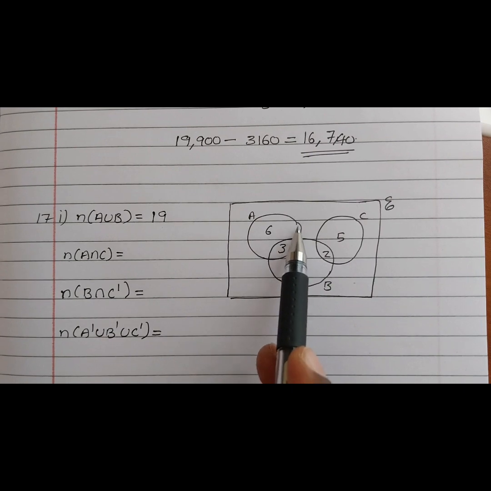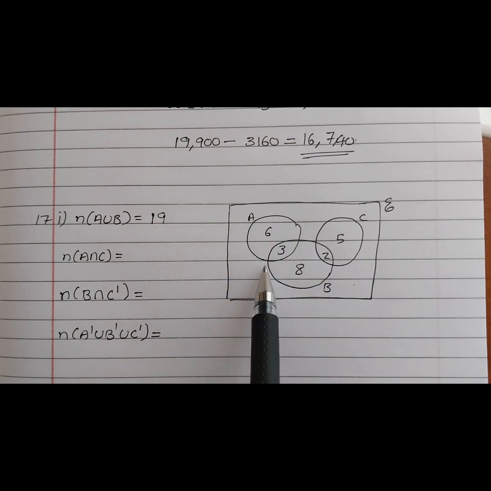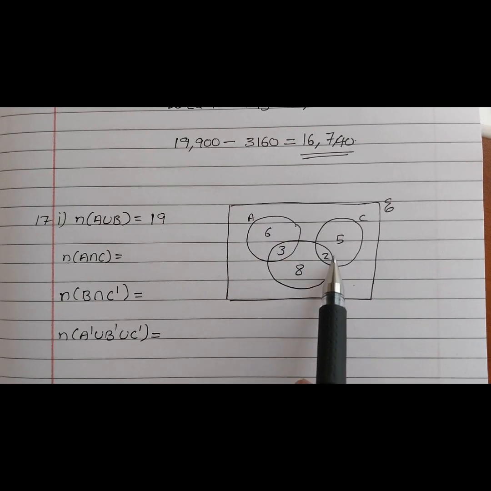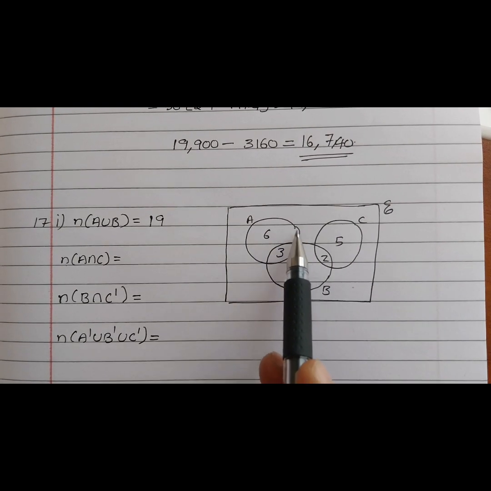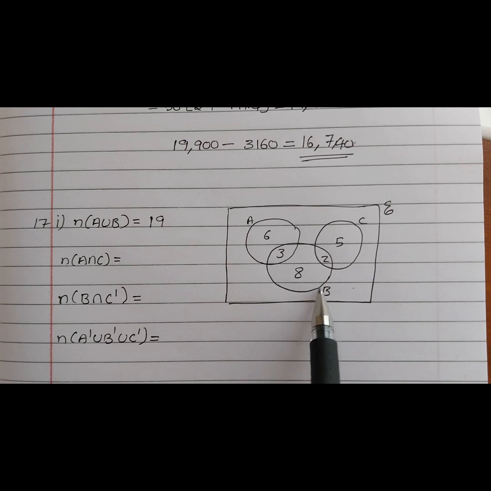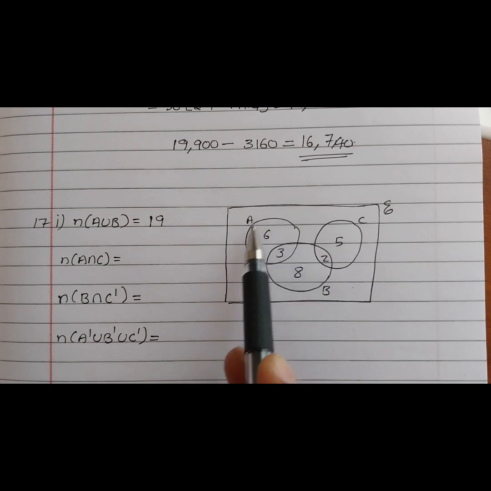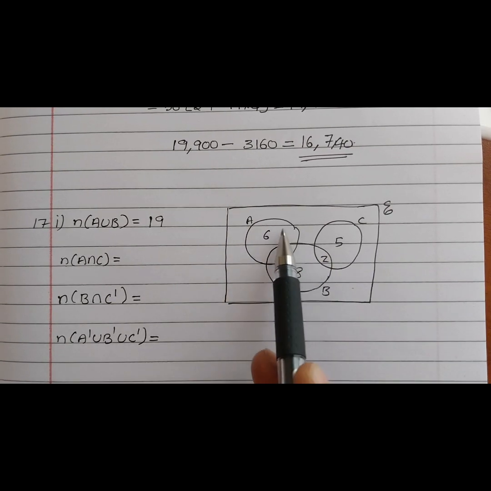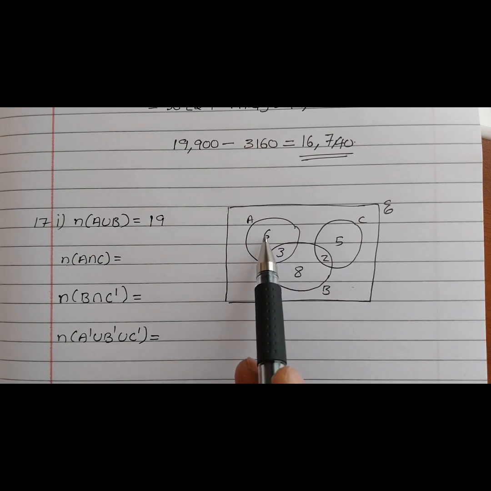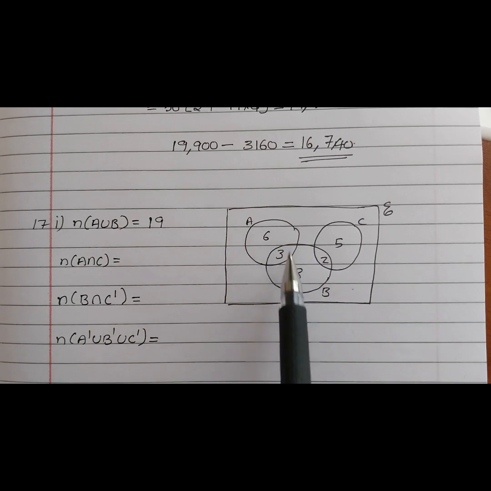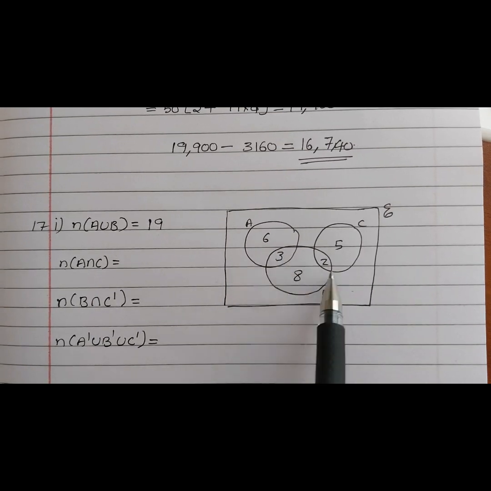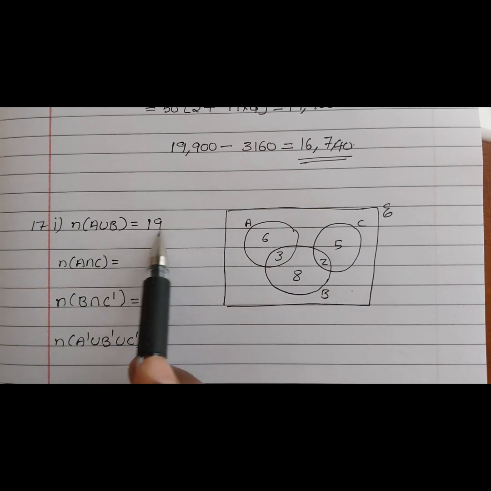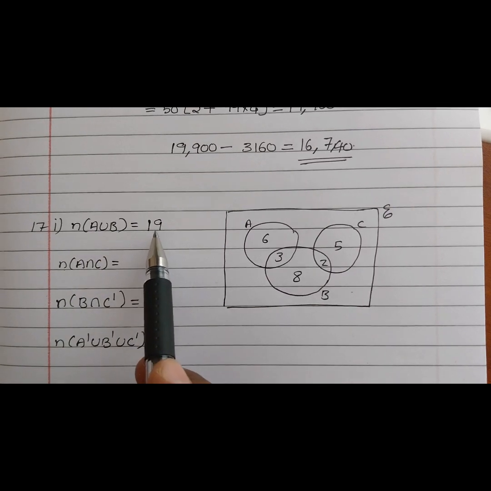So from the picture it's clear A union B includes this region. See, this is the region A union B. Number of elements of A or B, this one. So that includes 6 numbers in this region, 3 here, 2 here, and 8 here. So total 19. So the number of elements in A union B is 19.